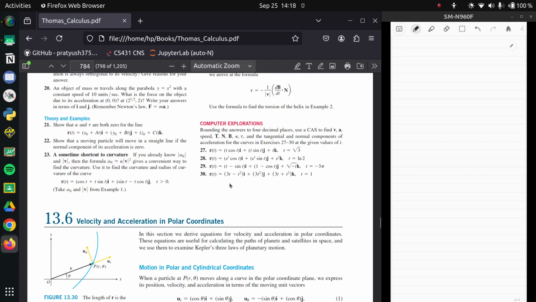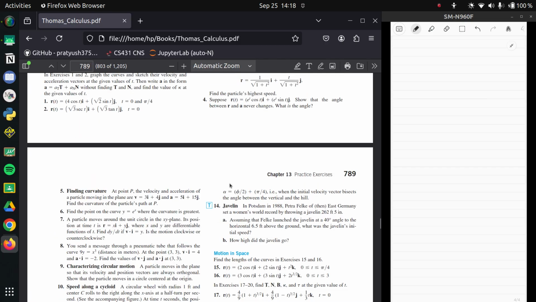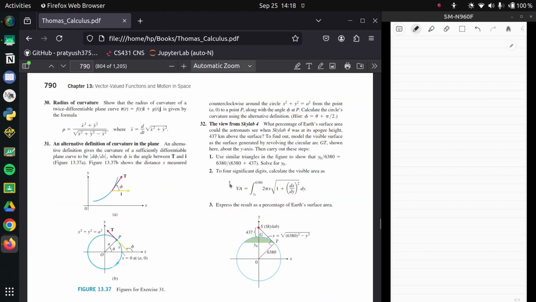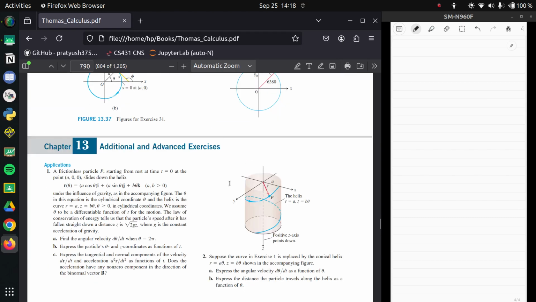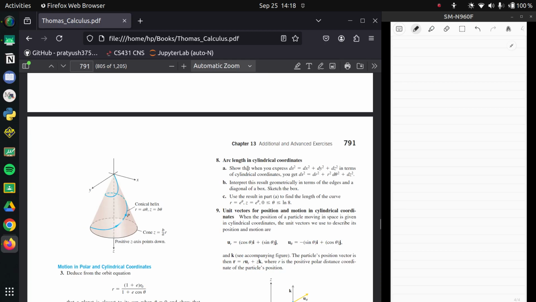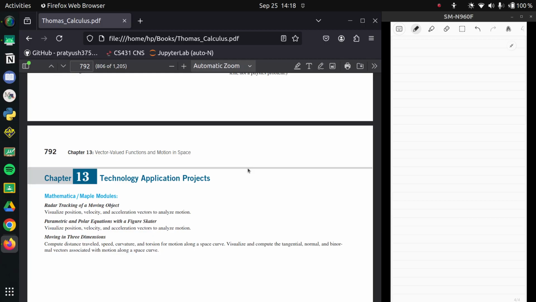Next is the computerized question, we know how we're doing that. 13.6 is done. 13.7, this is practice exercises. There's quite a lot in this. Additional and advanced exercises. This is actually where I was getting some questions from, so I probably should be doing all of this. Technology application projects.